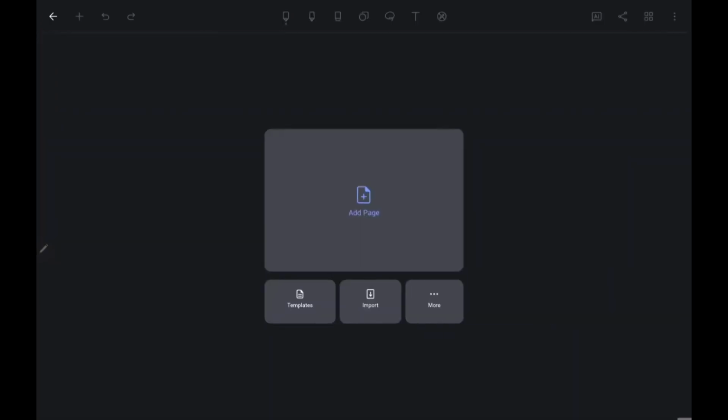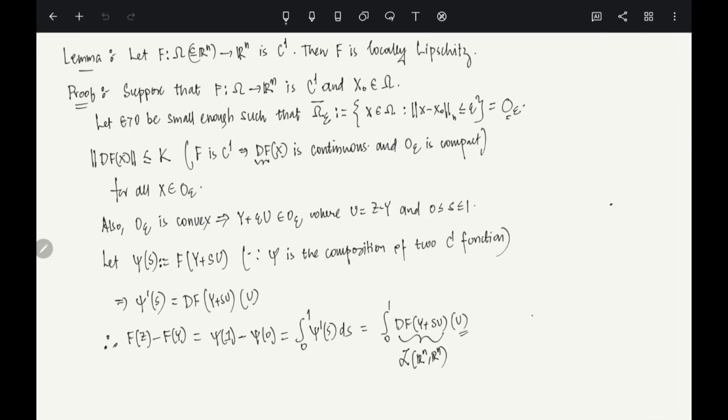Let us put it this way. If we take the norm of F of z minus F of y, that can always be dominated by the integral from 0 to 1 of a constant times norm of u ds. Why can we do this? Let's say I want to show that it is locally Lipschitz. So I do not have to look at the whole omega, but in a neighborhood, and the neighborhood in our case is O epsilon. Clear? And since O epsilon is compact, we showed that there is an upper bound, the maximum is attained somewhere.